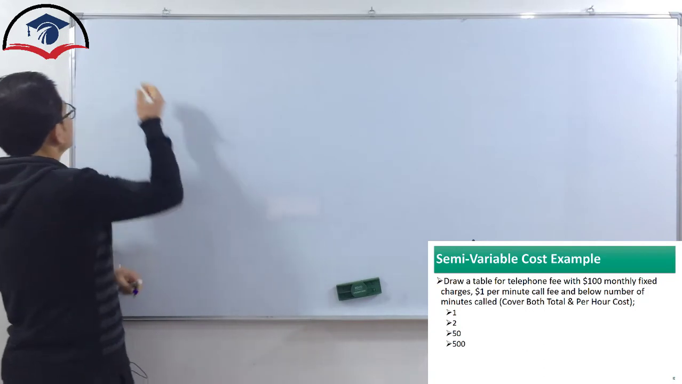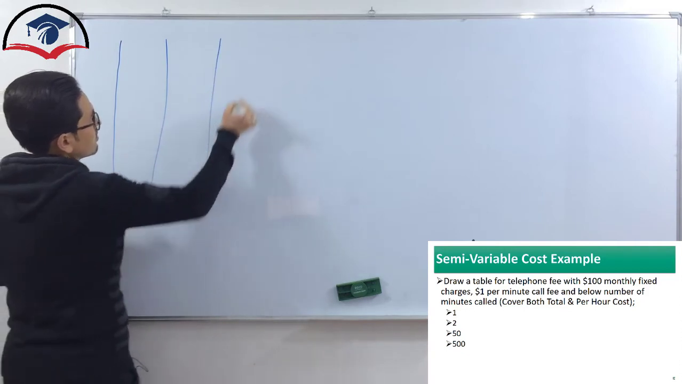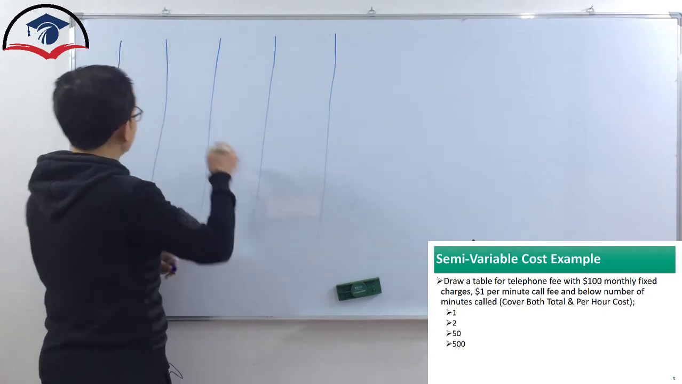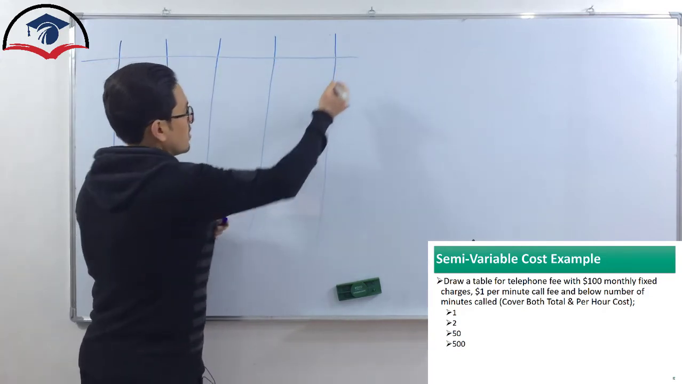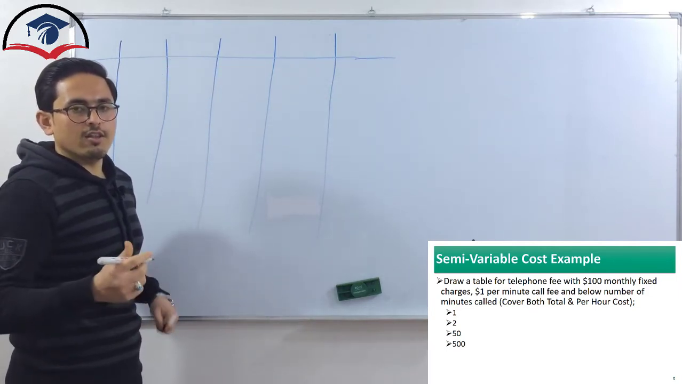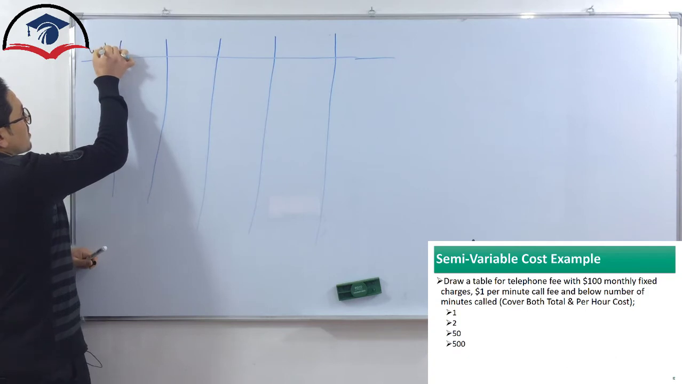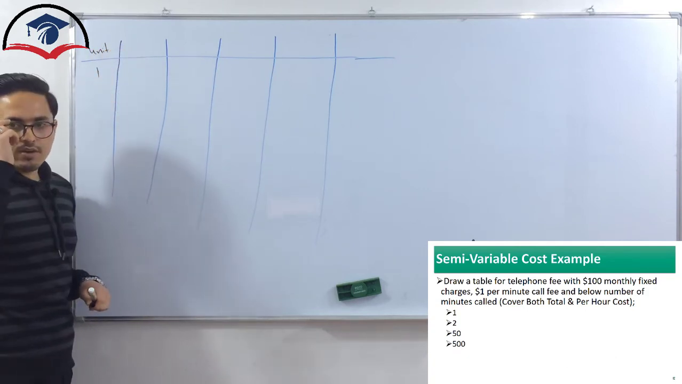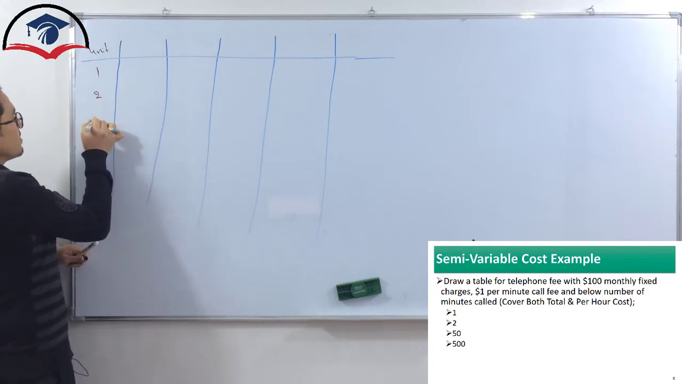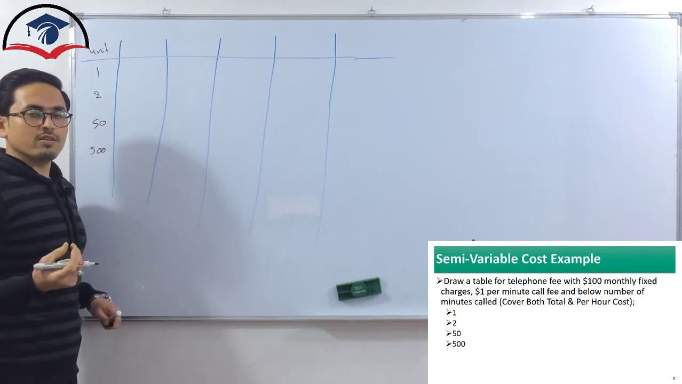Okay, the table, this is it. I think we need lots of columns here. For the first of all, number of calls, I will call it unit. The unit is 1 unit. We have 2 units meaning 2 minutes of call, 15 minutes, and 500 minutes of call. This is the number of units.